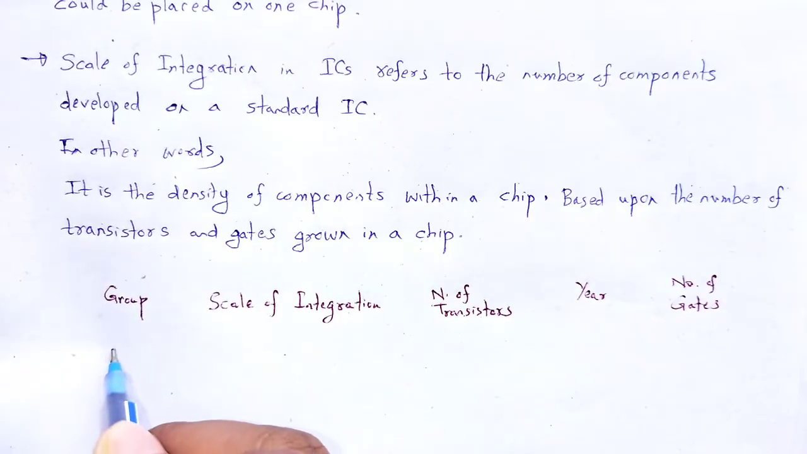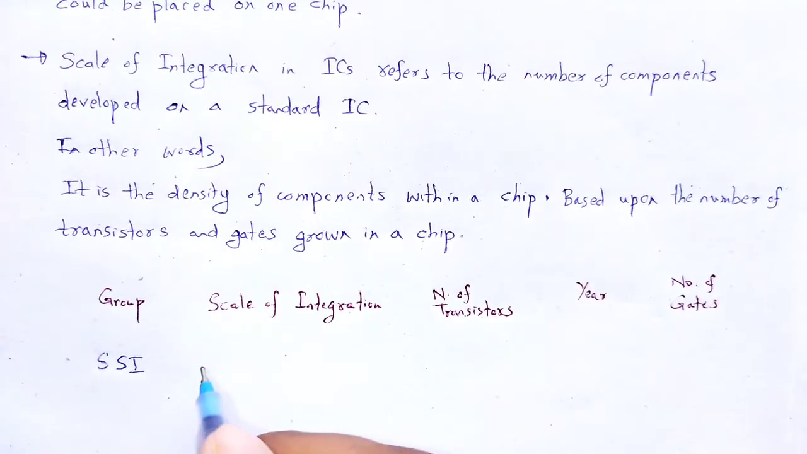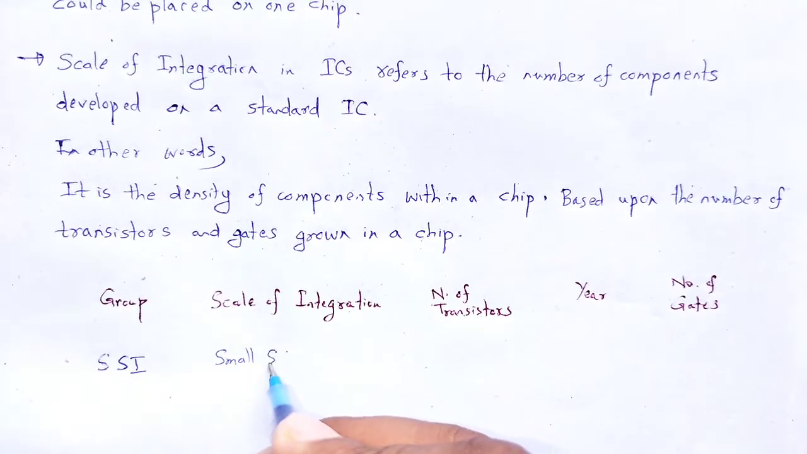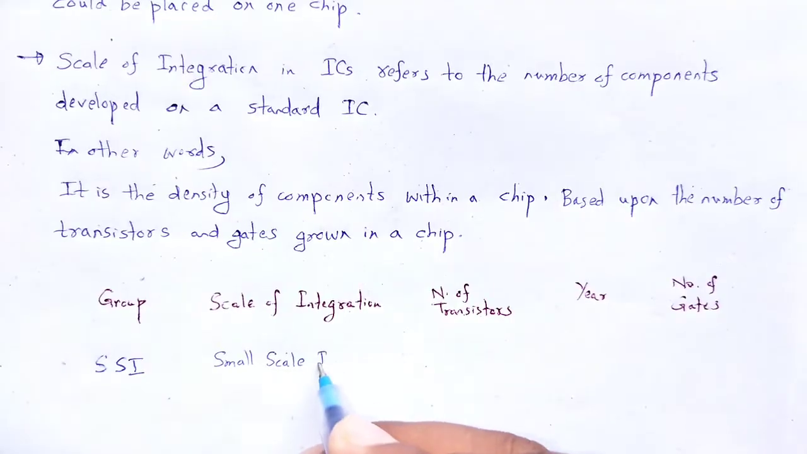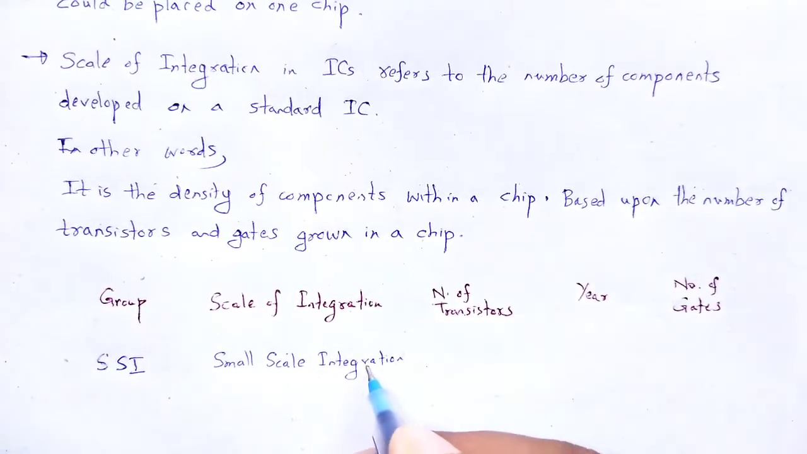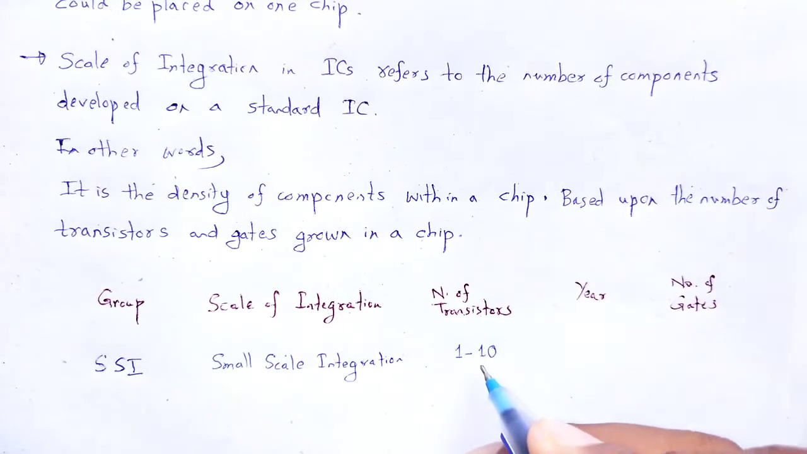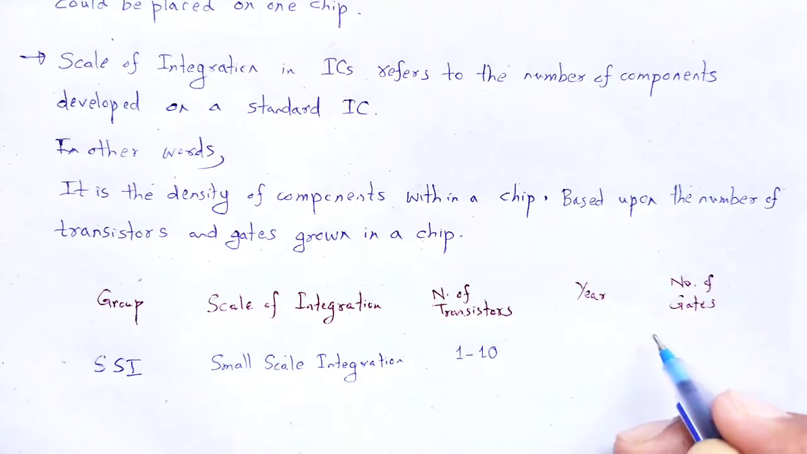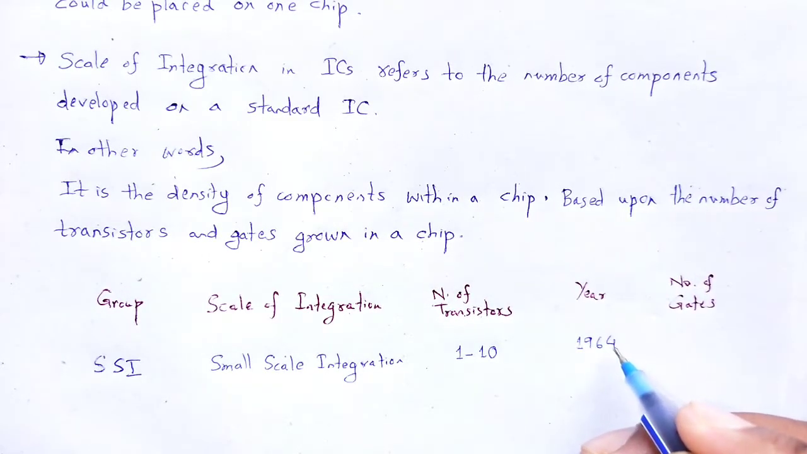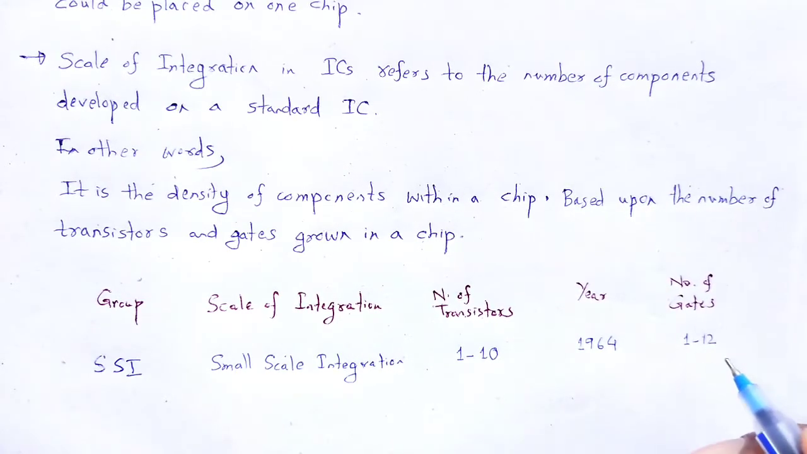First, SSI, named small scale integration. Here the number of transistors is from 1 to 10. The technology was developed in the year 1964. Number of logic gates from 1 to 12.